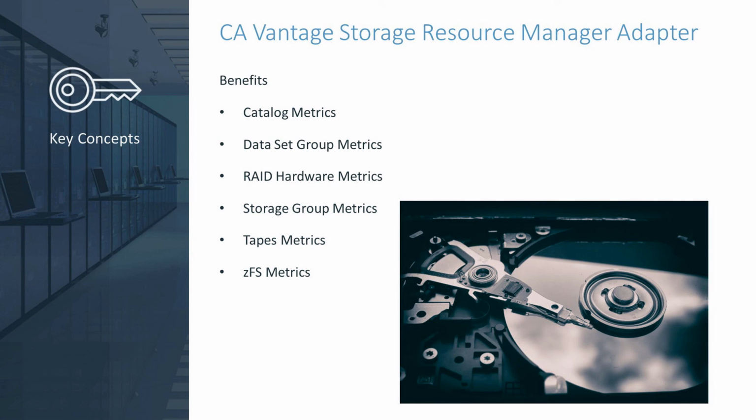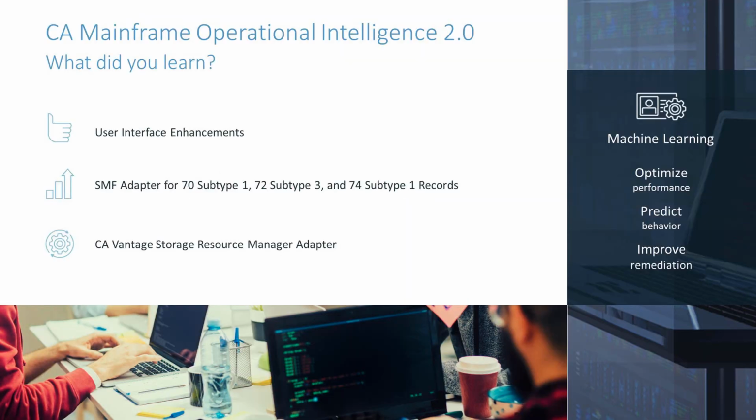This concludes the release overview for CA Mainframe Operational Intelligence 2.0. In this video, you learned why you would want to use the enhanced UI to reduce clutter in your user interface and help you determine the root causes quicker. You also learned why you would want to implement the SMF adapter, such as if you have SMF 70 Subtype 1, 72 Subtype 3, and 74 Subtype 1 data, but you are not a CA SYSVIEW or CA Vantage Storage Resource Manager customer. And you also learned why you would want to implement the CA Vantage Storage Resource Manager adapter for your storage performance analysis. This information can help you tune your mainframe operations, predict incidents, and improve collaboration among your team.